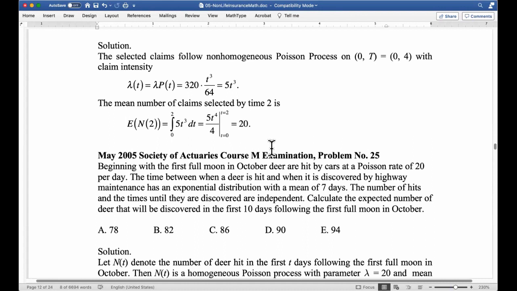Okay, yeah. Actually, I'm making it too complicated. The t to the fourth is just 2 to the fourth, which is 4 times 4. So we can cancel 1 4, and then 5 times 4 is 20.